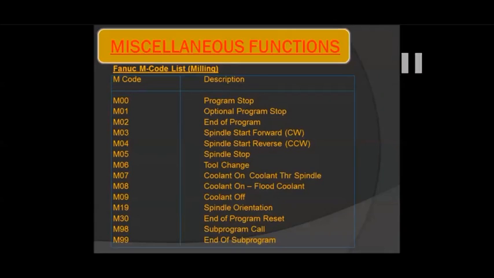For BMC machine, milling machine, M00 program stop, M01 optional program stop, M02 end of program, M03 spindle start forward, clockwise direction, M04 spindle start reverse, counterclockwise direction, M05 spindle stop, M06 tool change, M07 coolant through spindle, M08 coolant on flood coolant, M09 coolant off, M19 spindle orientation, M30 end of the program reset, M98 subprogram call, M99 end of the subprogram.